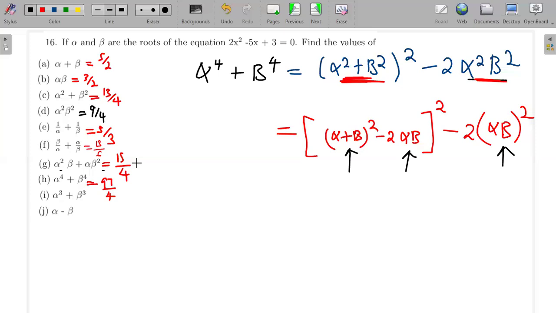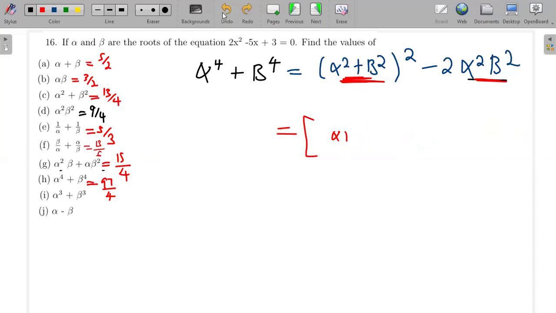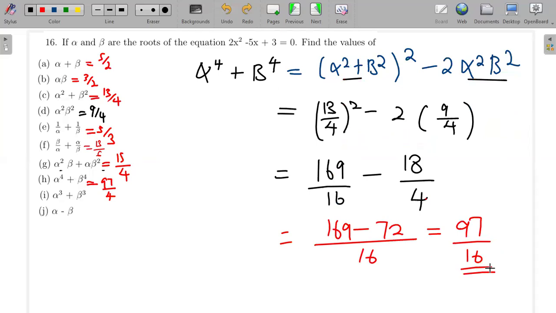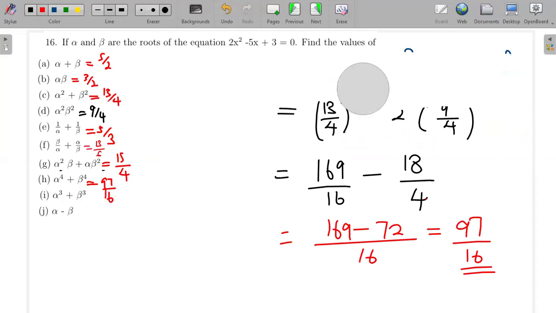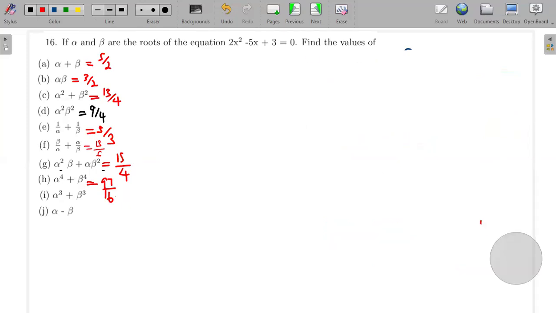All right, so the answer there is 97 divided by... Why did I write 4 there? Okay, it was 97 divided by 16, right? Yeah, must be. So let me go back. So it's 97 divided by 16 there. I don't know why I wrote 4. Okay, so that is divided by 16. We're done with this one. So now let's look at the other one.